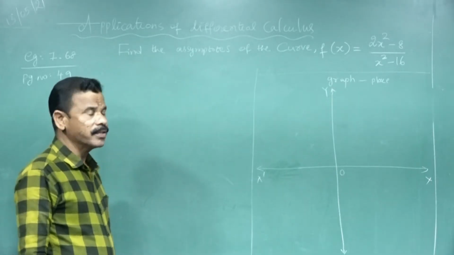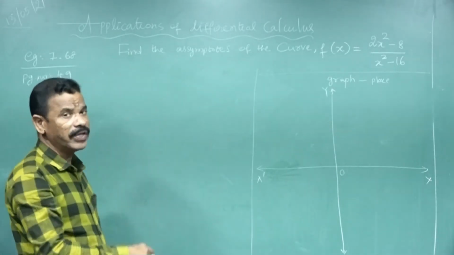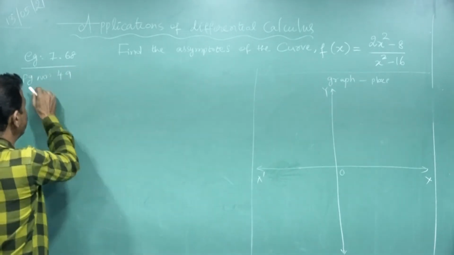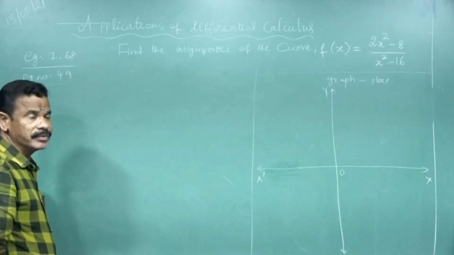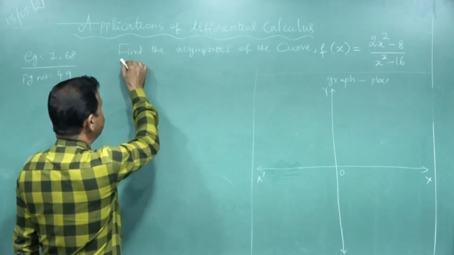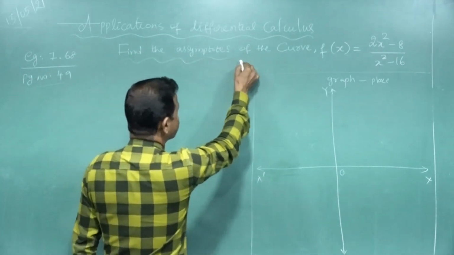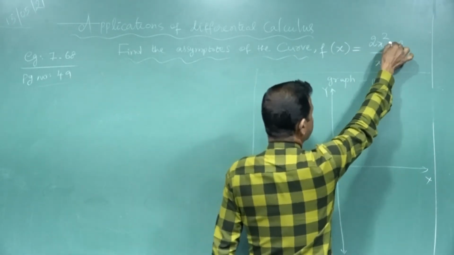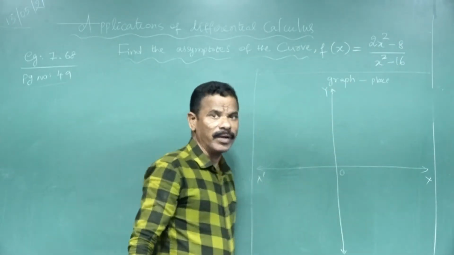This chapter is applications of differential calculus. Another example, 7.68, page number 49. What is asked? Find the asymptotes of the curve f(x) = (2x² − 8)/(x² − 16).